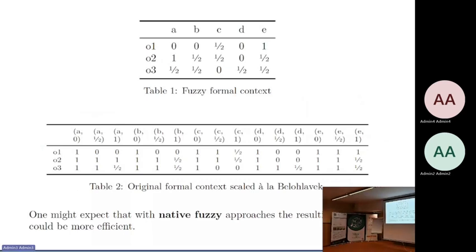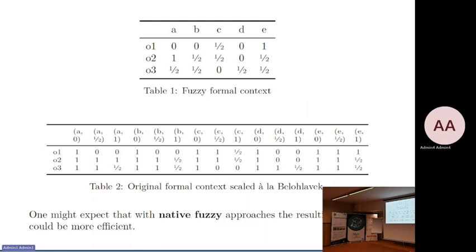So this is an example of a fuzzy formal context. In this case, the truth values are 0, 1/2, and 1. And this is one of the approaches used by Belohlavek and Konecny that scales the context in some way in order to compute the formal concepts in a crisp-like manner. Notice that this context is not crisp, but it behaves properly for applying the crisp algorithms.